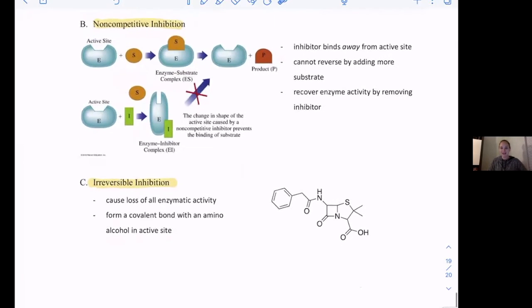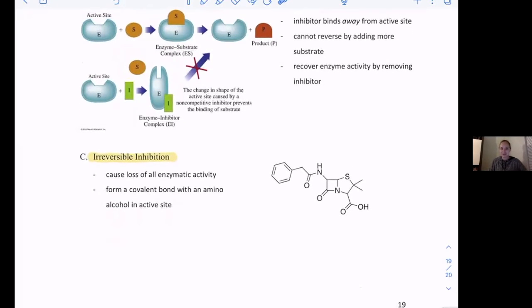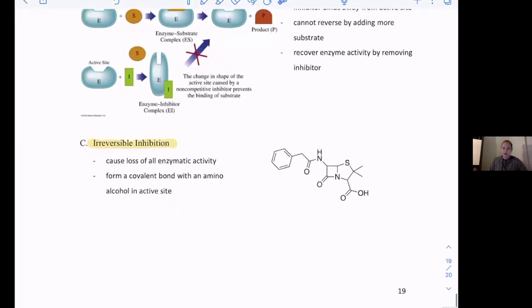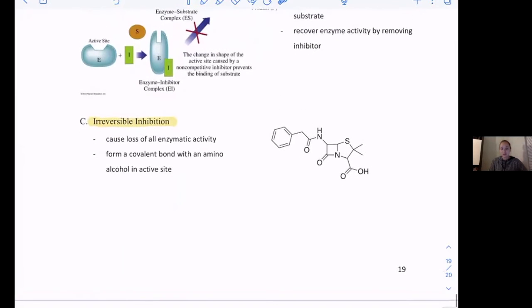And then the last one, which I think is pretty cool, is irreversible inhibition. It causes loss of all enzymatic activity, fully kills the enzyme. It's a form of covalent bonds. The ones up here are all hydrogen bonding interactions, salt bridges, ionic charges, nothing covalent in our inhibitor. They're just binding in that active site. Our irreversible inhibition actually forms a covalent bond with our enzyme. It will bind to an amino acid. I don't have a fun picture for this one, I just have a structure.